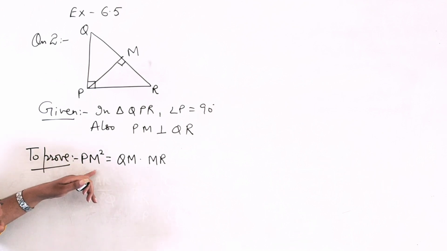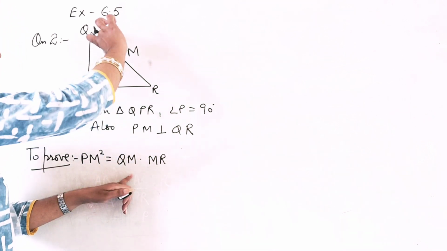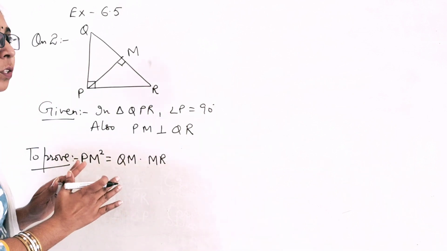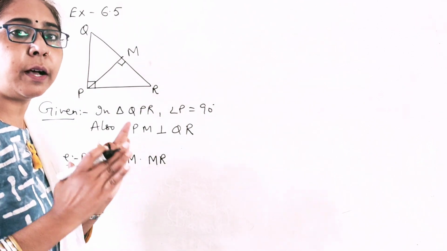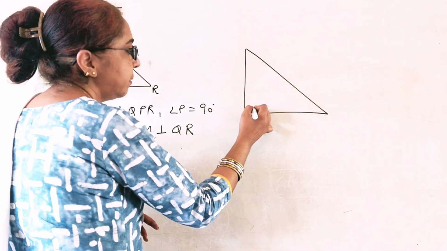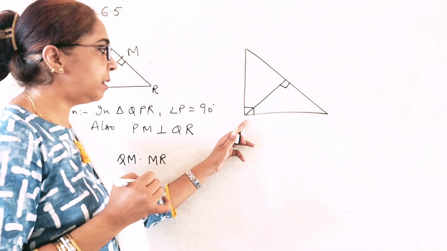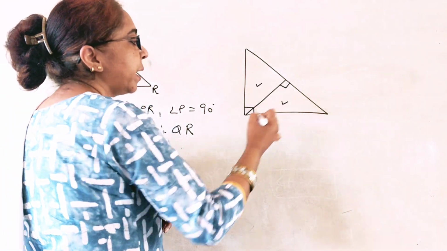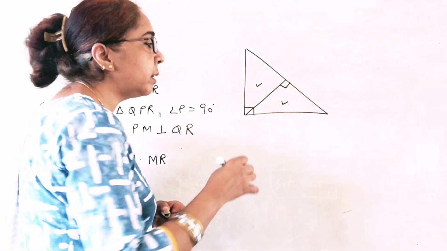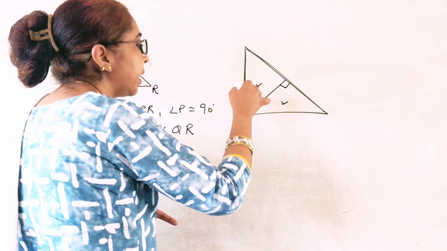what we have to prove: that PM square, this one, PM square is equal to QN into MR. This we have to prove. Before doing this question, I want to make you clear a theorem. What is the theorem? If in a right angle triangle I draw a perpendicular from the right vertex here, then these two triangles, the smaller ones, are similar to each other and these two triangles are similar to the whole triangle also.